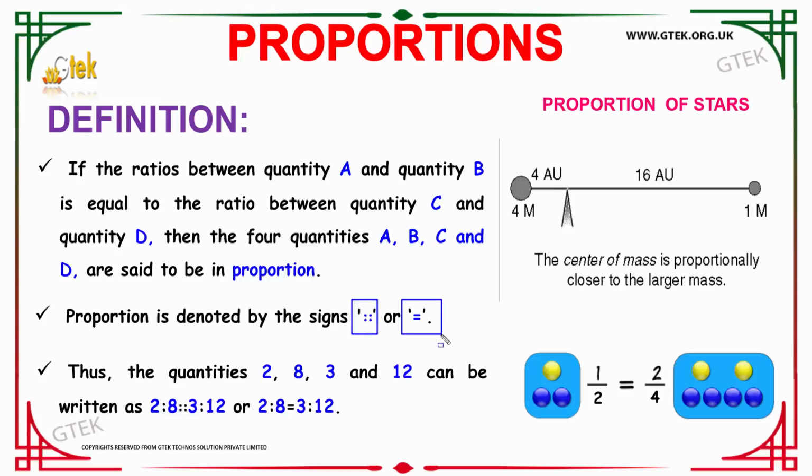which is over here. Thus the quantities 2, 8, 3 and 12 can be written as 12:8 with the proportional symbol in between, followed by 3:12, or else we can say 12:8 equals 3:12, since we can represent the proportional symbol in either of these two ways.